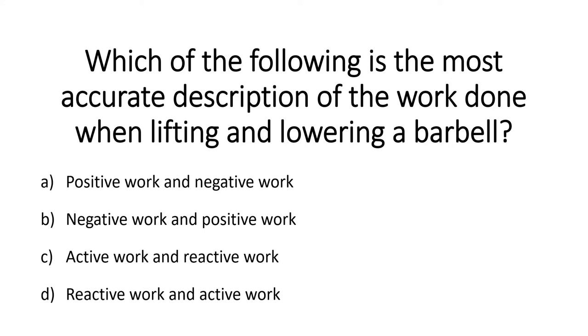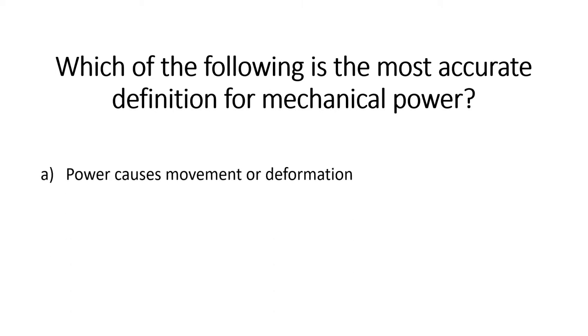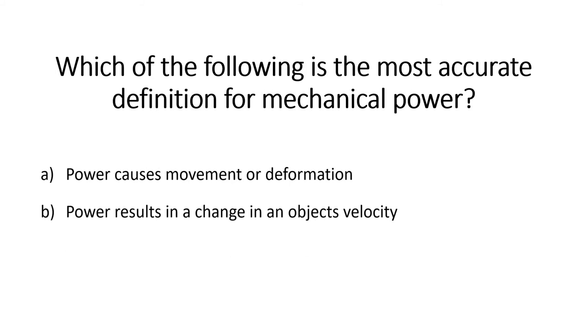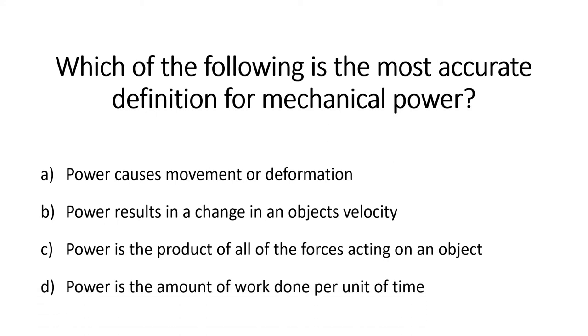Okay, let's move on. Which of the following is the most accurate definition for mechanical power? Is it A, power causes movement or deformation? B, power results in a change in an object's velocity? C, power is the product of all of the forces acting on an object? D, power is the amount of work done per unit of time.